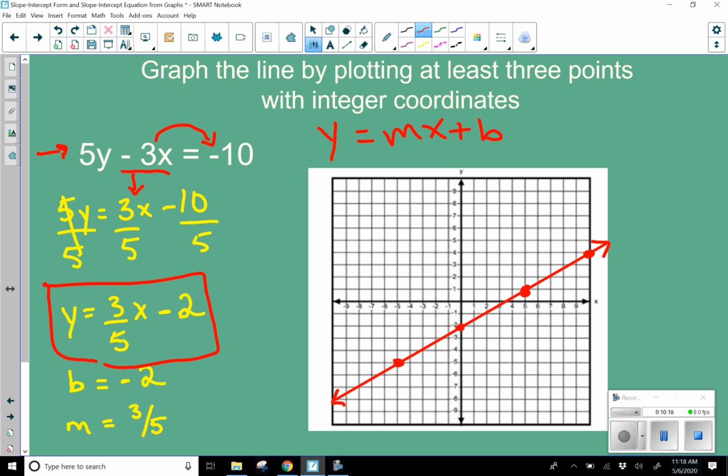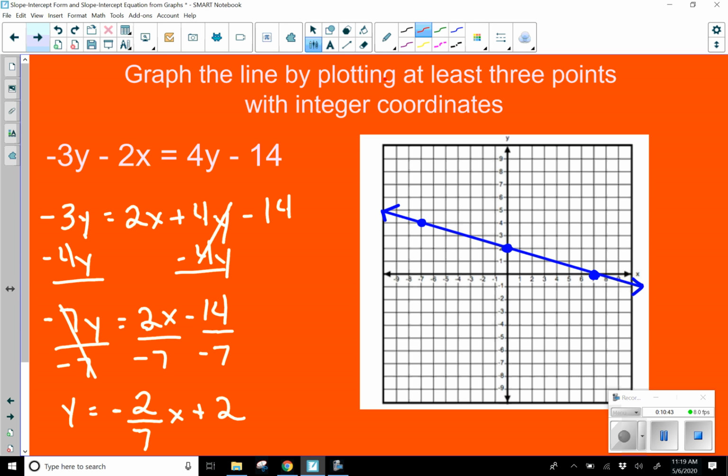So that would put a point right here. Up 3 over 5 would put another point right here. And then if you go back to your y-intercept, -2, you can also go down 3 and to the left 5. Down 3 and to the left 5, which would put another point right there. And that would be your line for this equation.